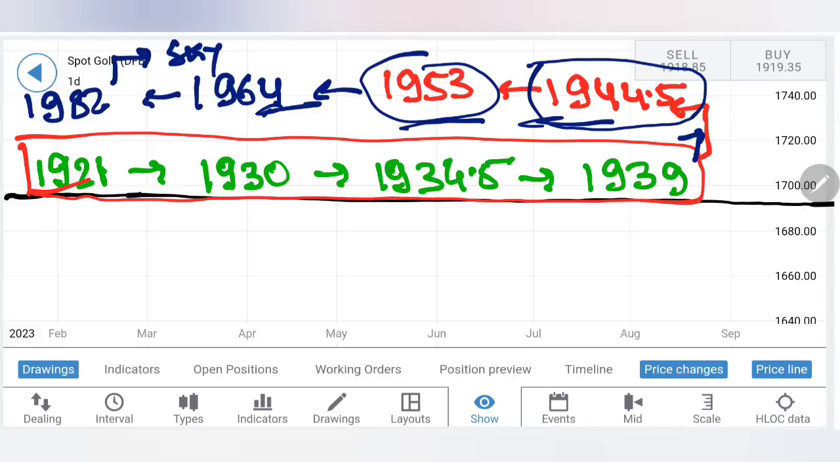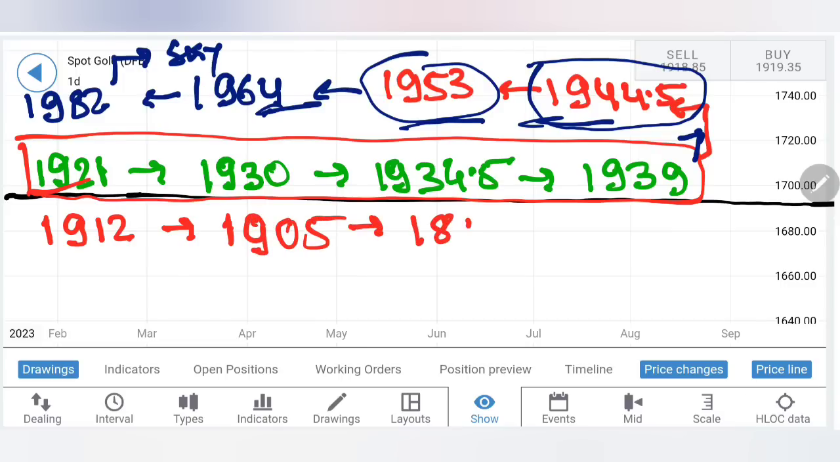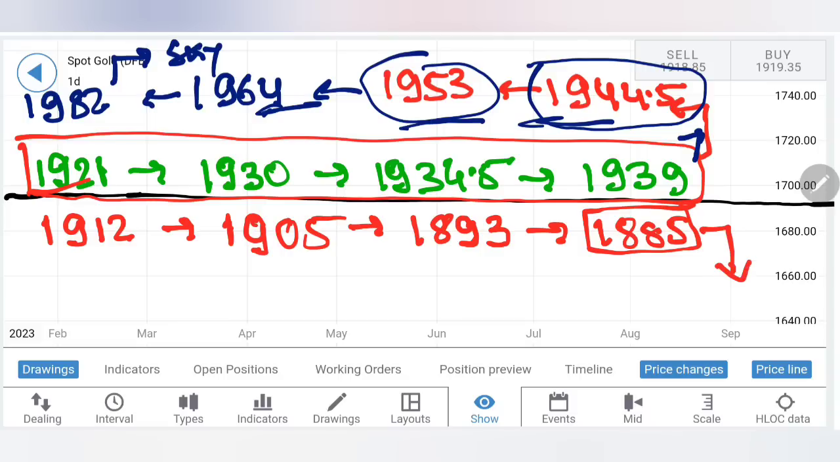On the downside, I will recommend you to sell here at 1912 levels, below which you can expect 1905, and below 1905 we can expect 1893 levels, and then 1885. Now, at 1885, the double bottom levels are going to be stronger. I still have an apprehension that it is going to break this 1885 double bottom level, but below this you can expect 1870 and 1860.